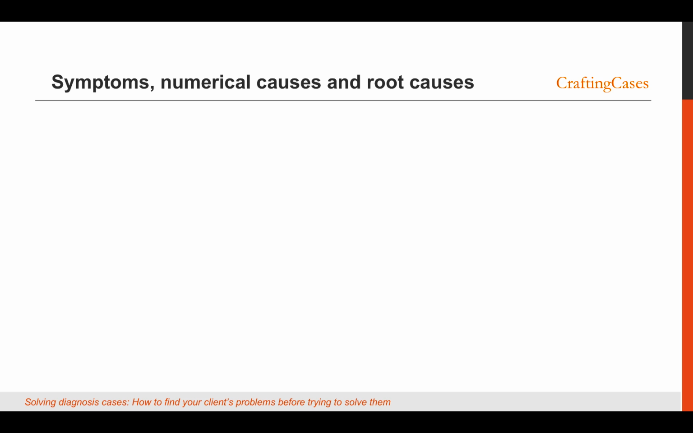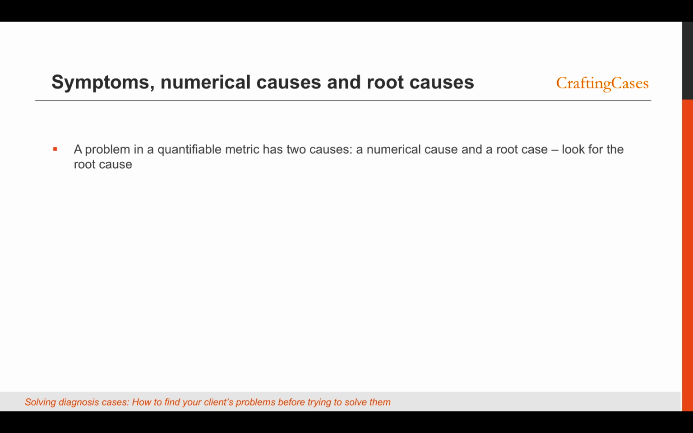Let's talk a little bit about symptoms and causes. A problem in a quantifiable metric has two causes, a numerical cause and a root cause. You should be looking for the root cause. So, for example, maybe the reason you gained weight is because you increased calories consumed while not increasing expenditure through exercise. That's the numerical reason. But the real reason why you gained weight is that you're so anxious with personal issues, you're binge eating sweets. If you don't find that cause, the root cause, recommending eating less is pointless.